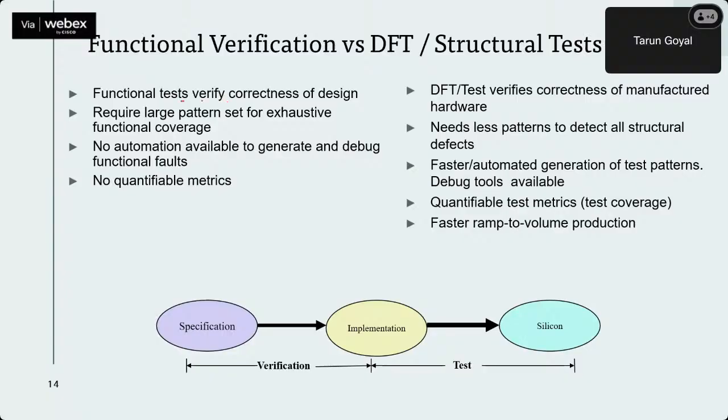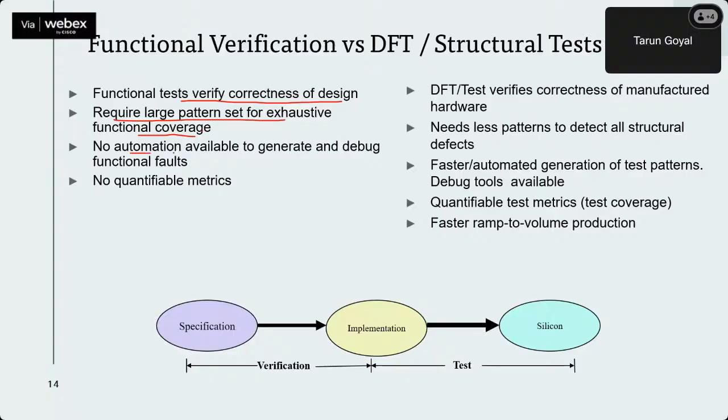Functional test verifies only the correctness of the design. So we sample and do the test on a couple of devices to ensure that the chip is designed to do whatever it's supposed to do functionally. So that we do on sample devices. We require a large number of patterns to cover all the functional coverage; all eight possible combinations were covered in the case of the three-input AND gate.